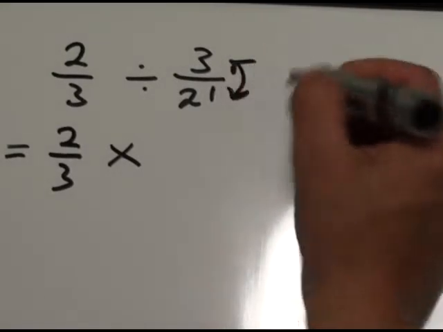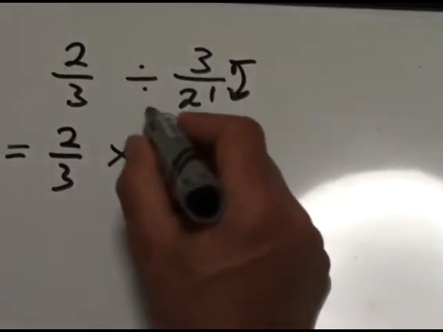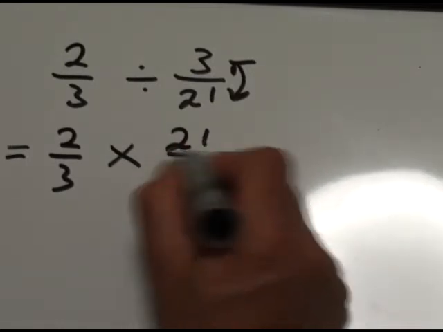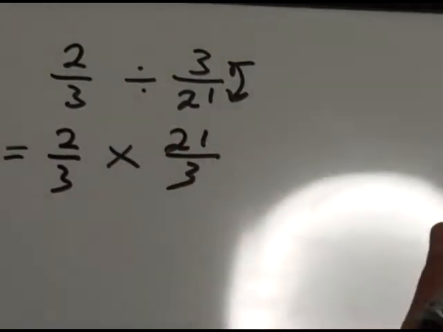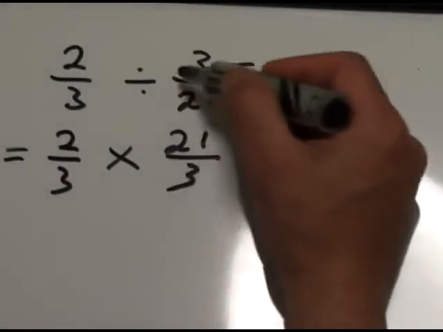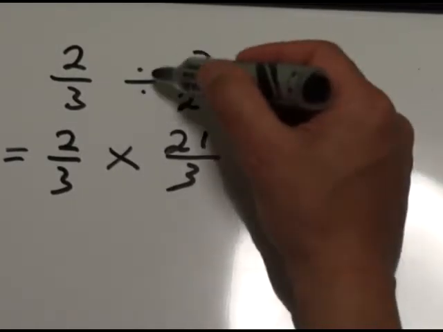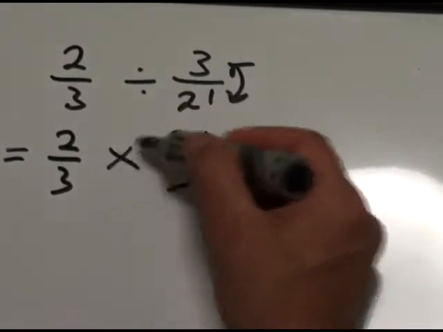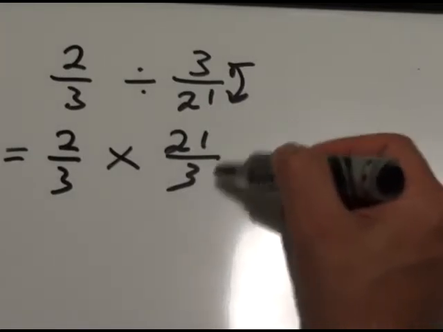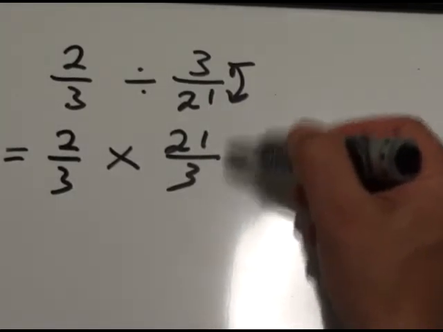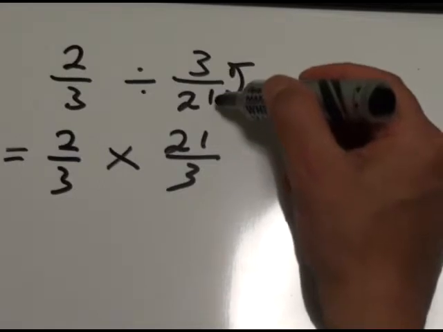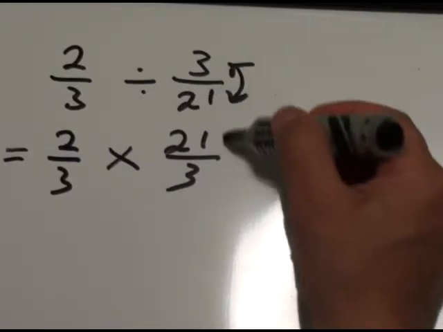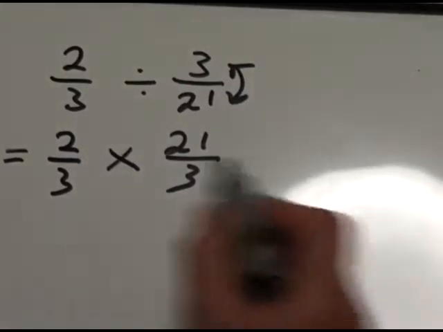The reciprocal means I turn it upside down. So it becomes multiplied by 21/3. So this is what you do whenever you see a division and a fraction. When you divide by a fraction, it's the same as multiplying by the inverse, the reciprocal of the fraction. So whatever was on the bottom, you put on top. Whatever was on top, you put on the bottom. Now we're ready to go.